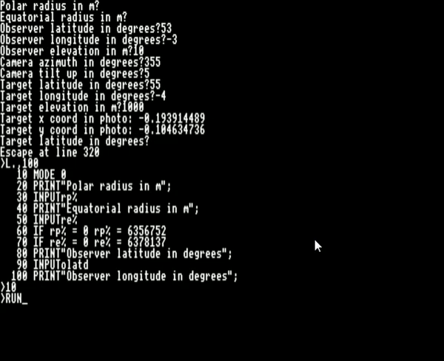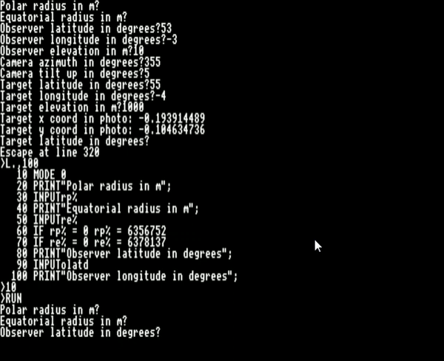All right, one more thing. I've removed the mode zero that clears the screen so numbers will stay on screen. You can see at the top, default radius, 53 minus 3, 55 minus 4 for the target. Elevation 10, target elevation 1000. Azimuth 355, tilt 5 gives those figures.